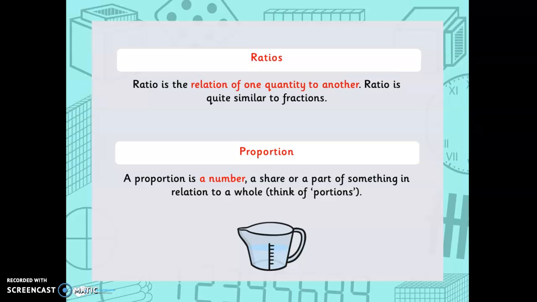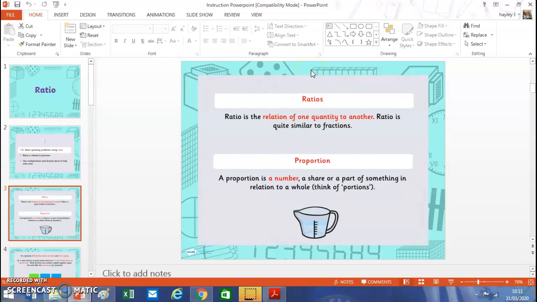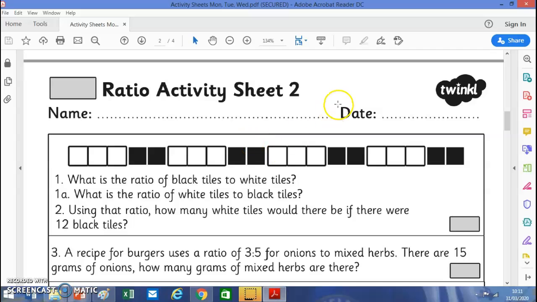And proportion, which we'll get on to a little bit more next week when we're looking at enlarging things. We're looking at basically a share or a part of something or a portion of something. So your task today is to do activity sheet 2. It's developing on the work that you did yesterday, and hopefully you found that fairly acceptable but also challenging.